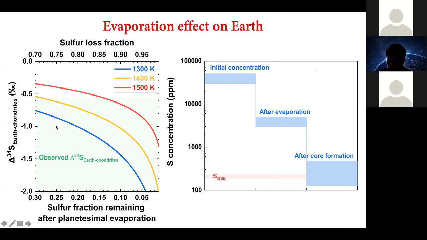And based on this, we modeled the sulfur concentration evolution. The sulfur evaporation process would leave a bulk Earth accreted from enstatite chondrite materials with a sulfur concentration of 3 to 6 thousand ppm. Such an initial sulfur concentration can reproduce the sulfur abundance in the BSE after core formation, and this does not require a late veneer.